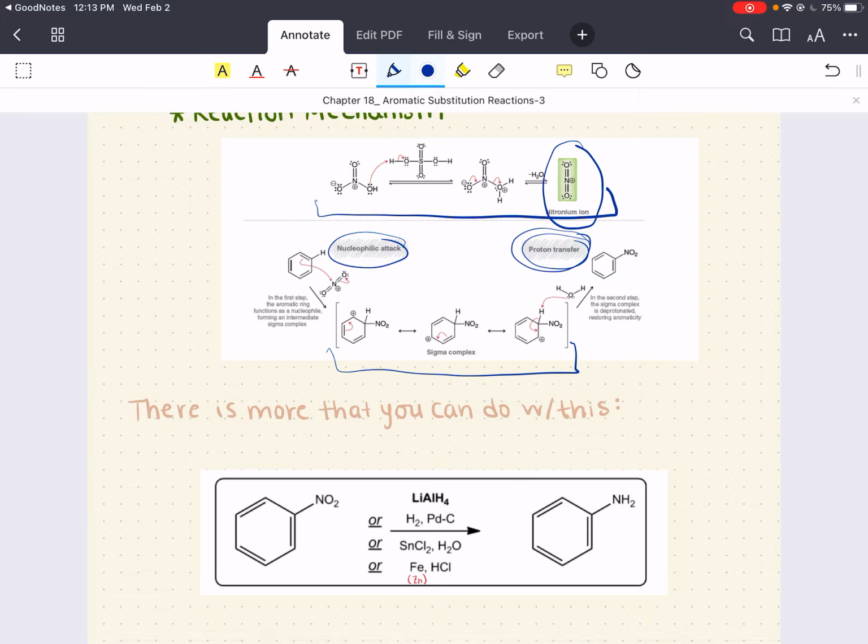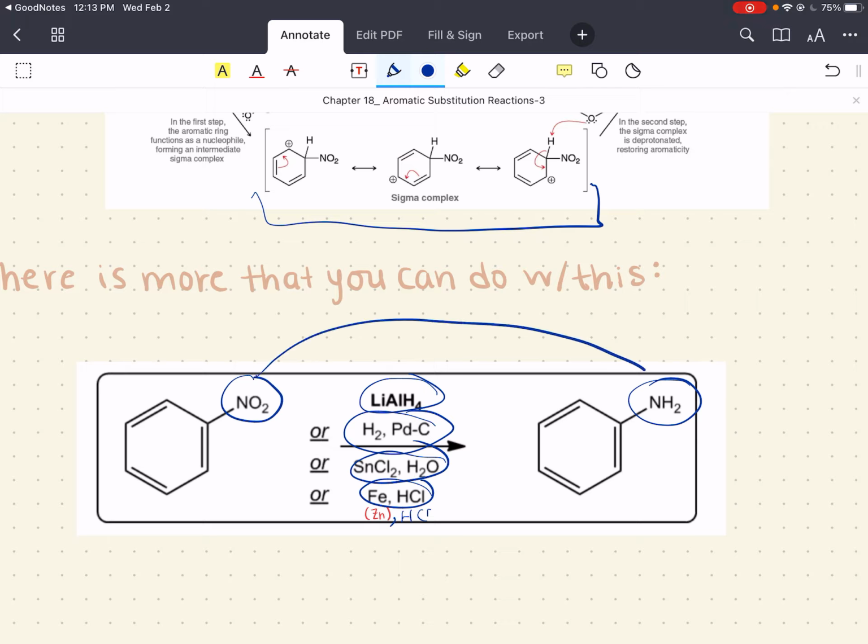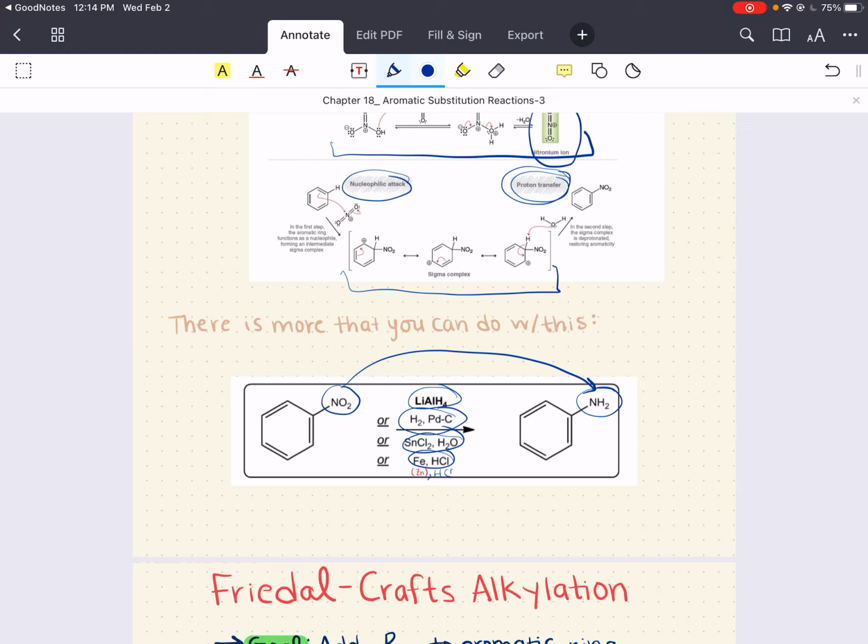Now, there is more that you can do with this, actually. I think this is very cool. Once you have the nitro group on the ring, you can further reduce it to give an amino group right here. And you can accomplish this using any set of these reagents listed here. Any one of these reagents can accomplish this reduction, where you can convert your nitro group to this amino group. Fantastic. This is also going to be really useful for future synthesis problems, so make sure that you remember this.